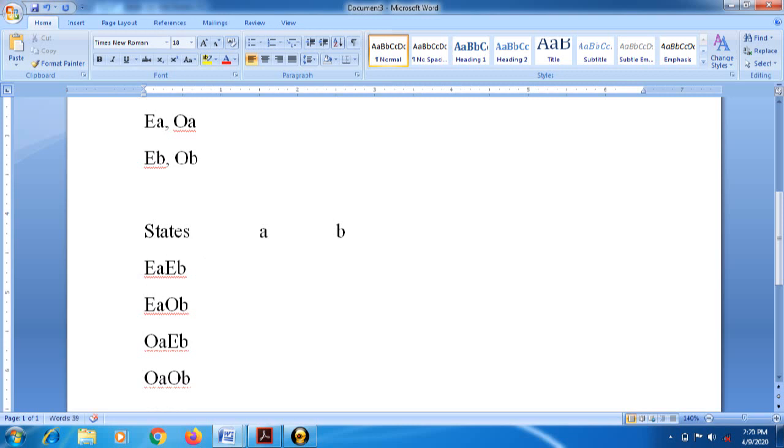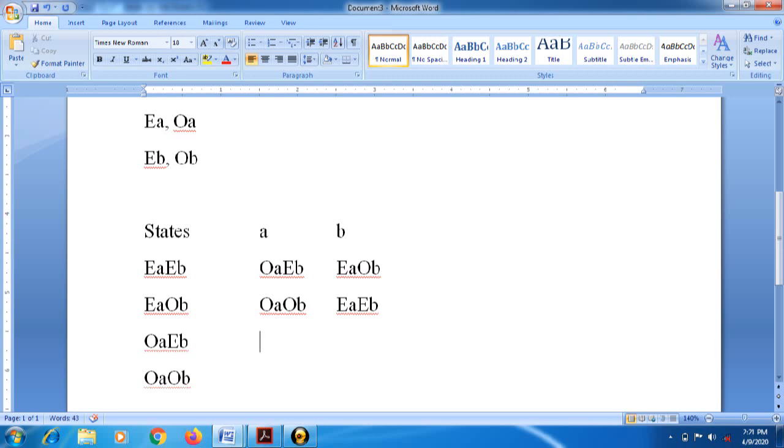EA EB with A goes towards the next step, that is OA EB. Then EA EB with B, it moves towards the next step, that is EA OB. Then we have to move towards the next step. EA OB with A, it moves towards another step, OA OB, and then EA EB.